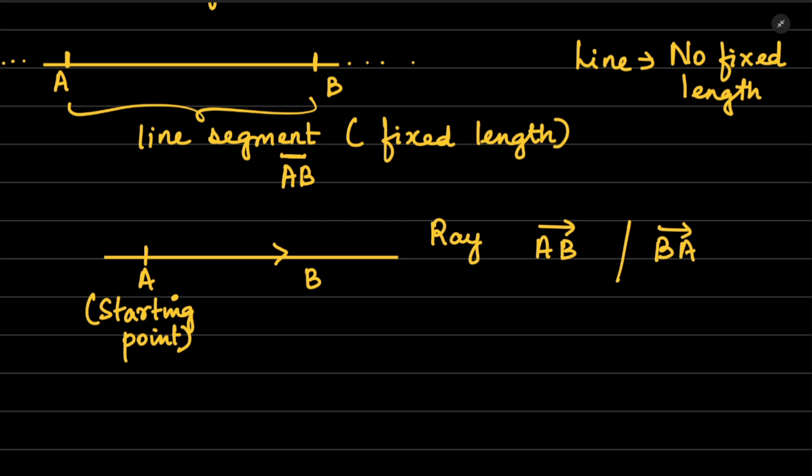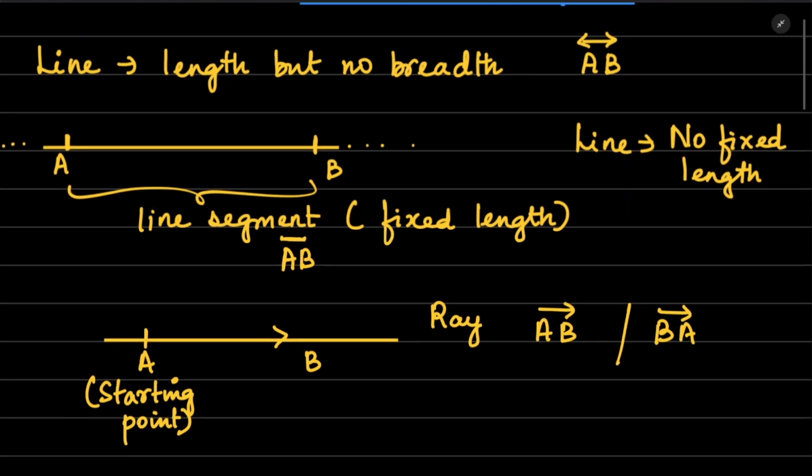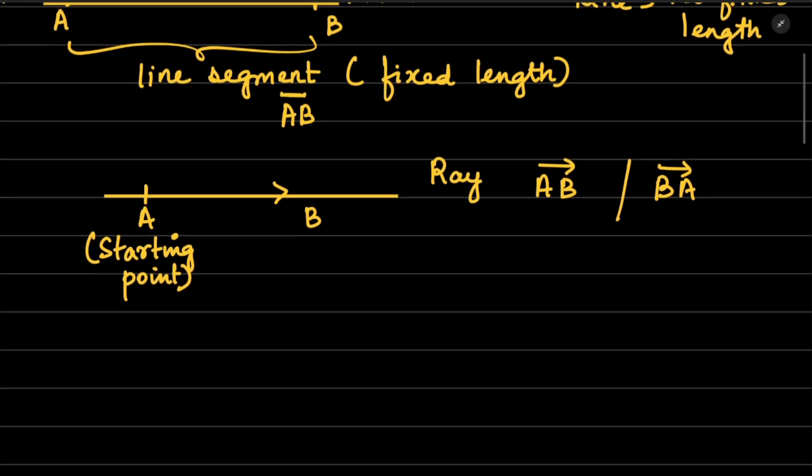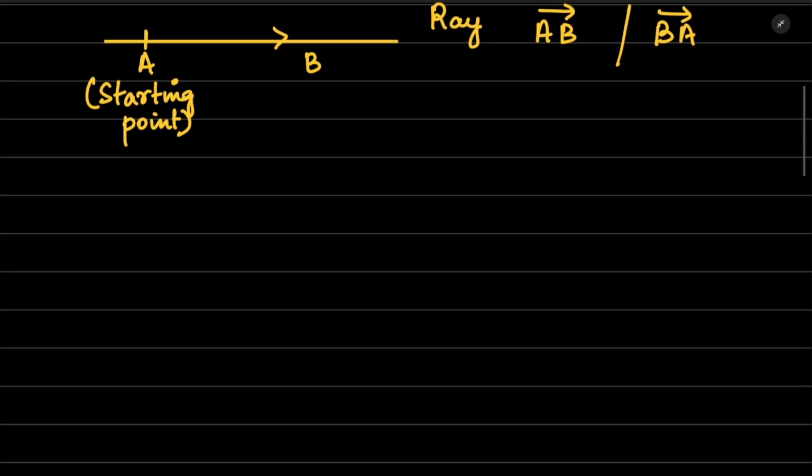So there are three things that we studied so far. A line has no fixed length and goes in either direction. If you take a part of a line where the starting and ending points are fixed, then it is called a line segment. If only the starting point is fixed and there is no end point, then it is called a ray. Let me summarize it for you.